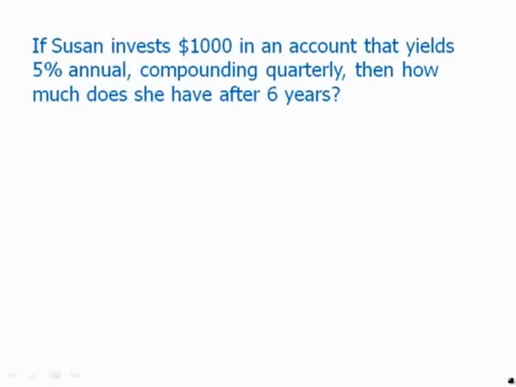Here's another problem. If Susan invests $1,000 in an account that yields 5% annual, compounding quarterly, then how much does she have after 6 years? Again, don't worry about getting an exact dollar amount. Just see if you can build the correct formula. You can pause the video here and work on this.